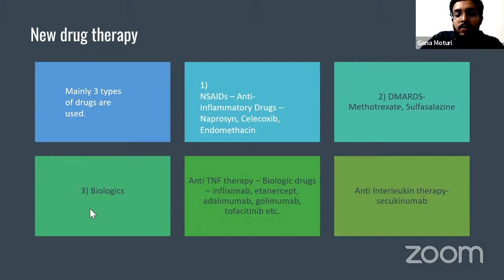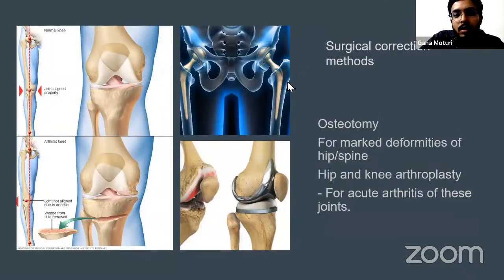And the newer drugs, which have now changed the course of treatment in ankylosing spondylitis, are biologics, where we have anti-TNF therapy with biologic drugs such as infliximab, etanercept, adalimumab, golimumab, and tofacitinib. And another newer therapy is targeting anti-interleukin 17, which is secukinumab. So if there is fusion of the joints, we can go with surgical correction, named osteotomy, or hip and knee arthroplasty.